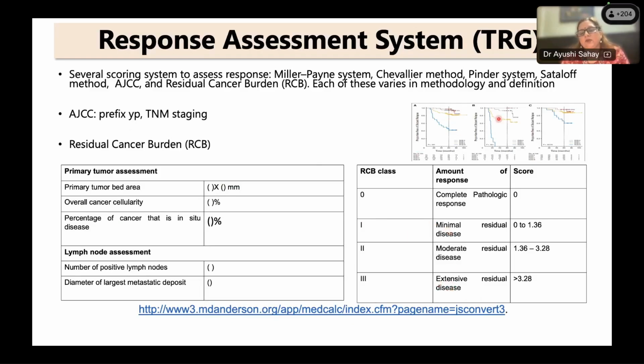And if you can see the graphs here, these different RCB classes have shown very good correlation with prognosis and outcome. That is why this effort is made to give maximum information by which the RCB class can be calculated, and accordingly it can be added in your report.